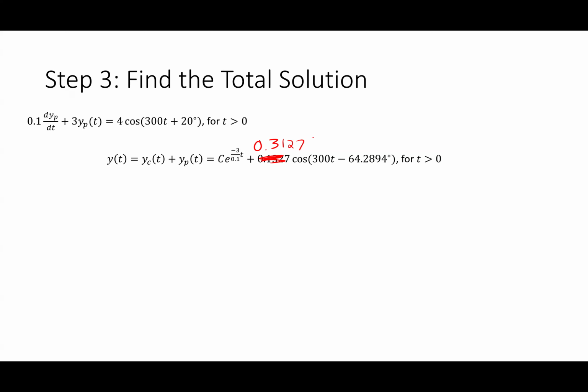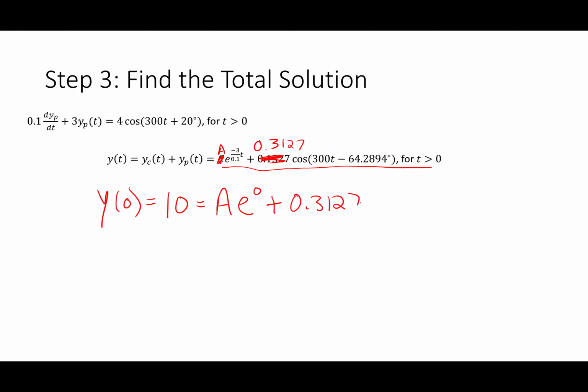Using the initial condition. The initial condition here was, I was told that at time t equal to 0, y of 0 is equal to 10. So I have 10. What do I do with this whole thing? Set t equal to 0. In my final notes, I called it A here. I'm going to call it A. A e to the 0 plus 0.3127. What do I do with the cosine?